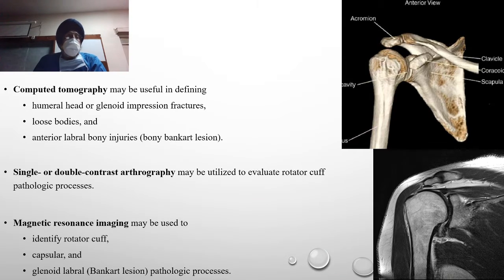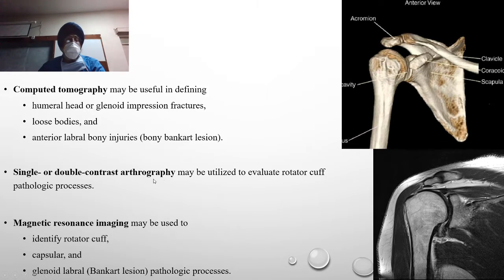And computed tomography may be useful in defining humeral head or glenoid impression fractures, loose bodies, and anterior labral bony injuries. So that is the bony Bankart. So this is the computed tomography.